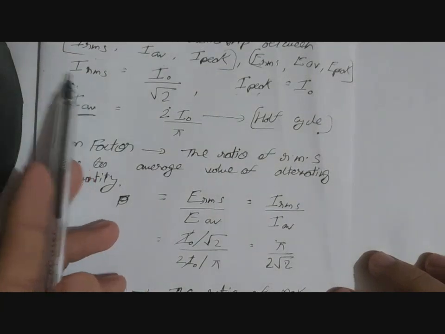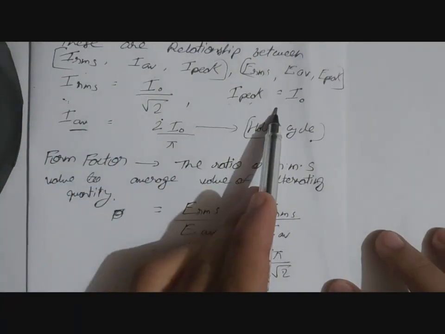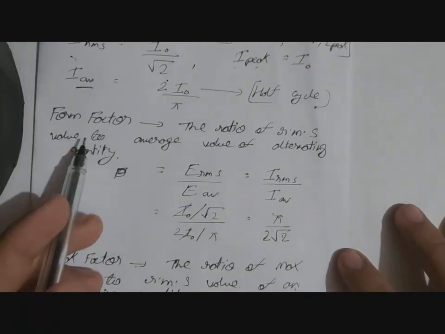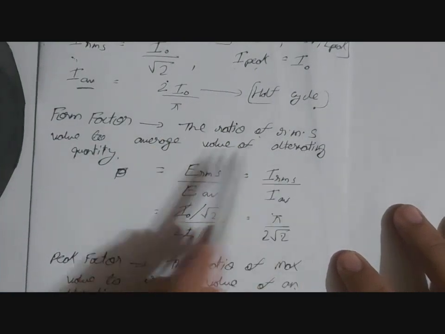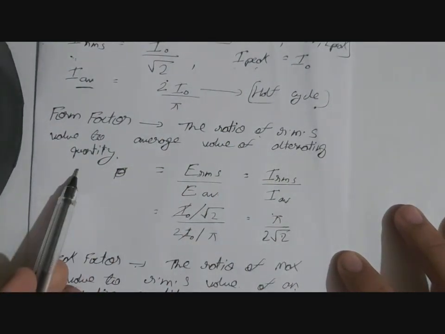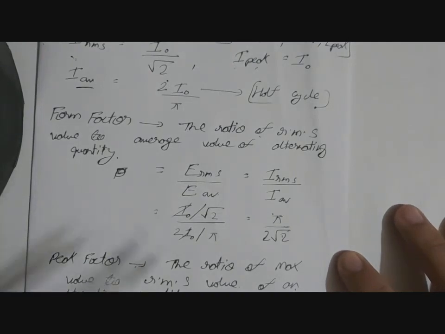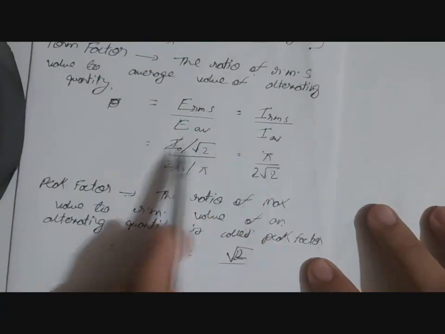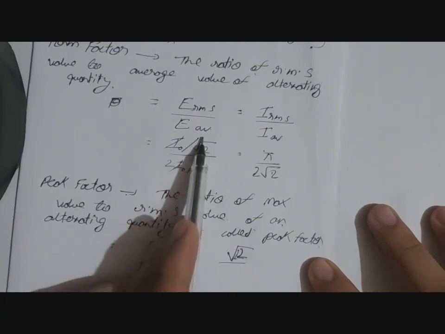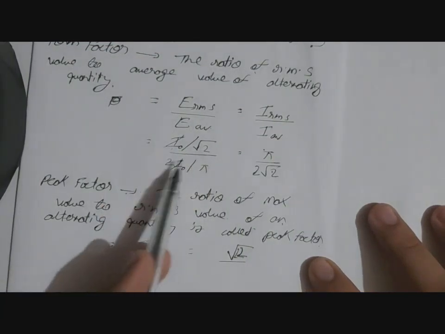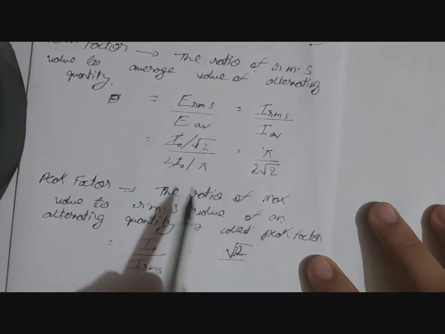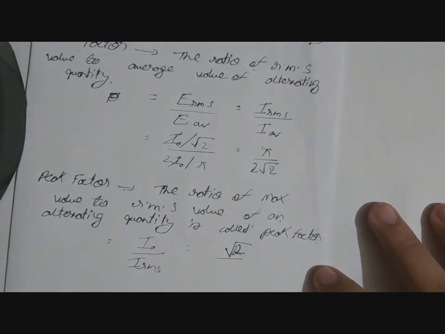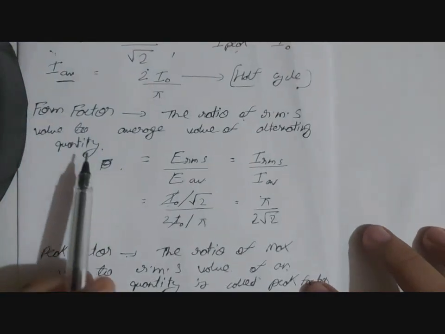I uploaded separate videos for the derivation of these three quantities, so that you can understand that. Form factor is the ratio of RMS value to average value of an alternating quantity. So it is simple, IRMS upon I average or ERMS upon E average. So in place of IRMS we put I naught by root 2, and in place of I average we put 2 I naught by pi. So I naught is cancelled and we get pi upon 2 root 2. This is the form factor.